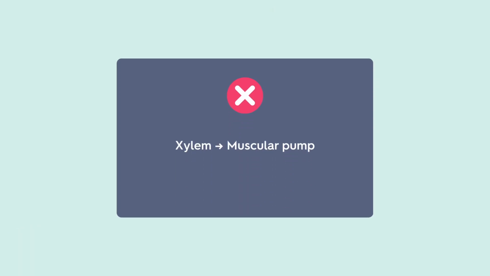Xylem isn't a muscular pump. Most of the movement happens passively because evaporation and cohesion do the work. So xylem tubes can be mostly non-living structures.